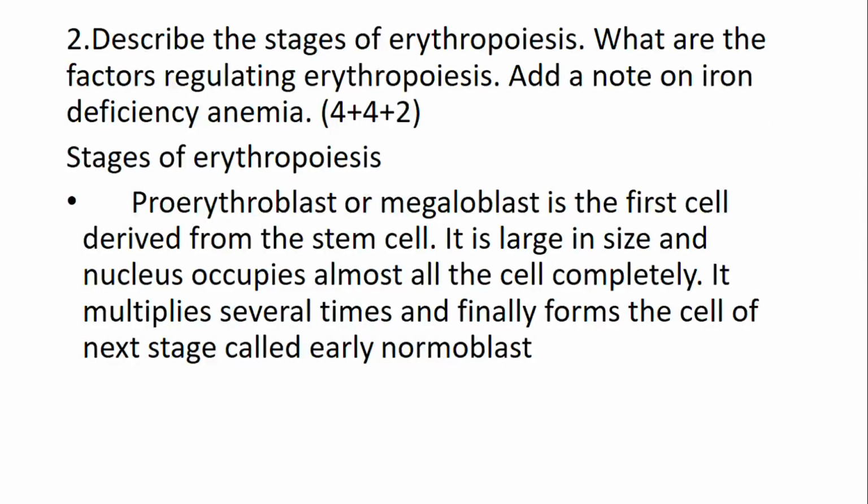The second question is: describe the stages of erythropoiesis and what are the factors regulating erythropoiesis, and iron deficiency anemia. Stages of erythropoiesis. The first phase is the pro-erythroblast or megaloblast. It is the first cell derived from the stem cell. It is large in size and the nucleus occupies almost the whole cell. It multiplies several times and finally forms the cell of the next stage, called early normoblast.